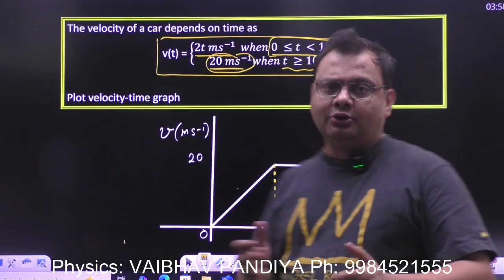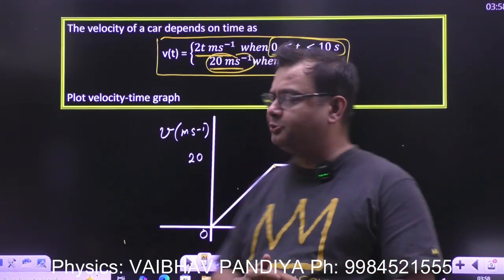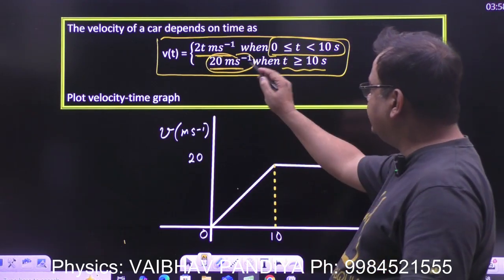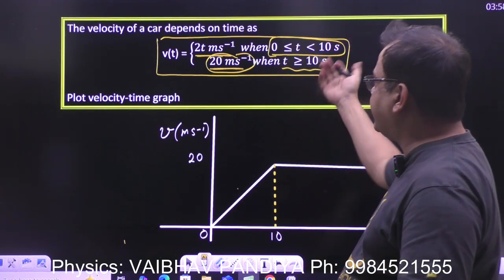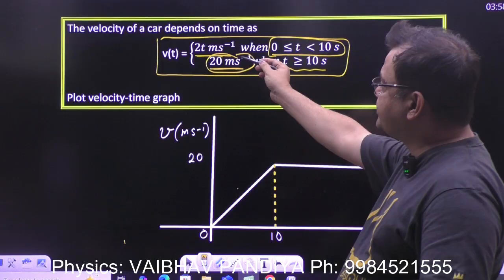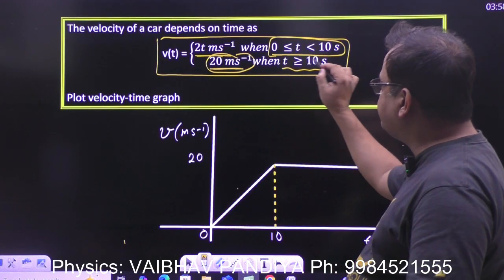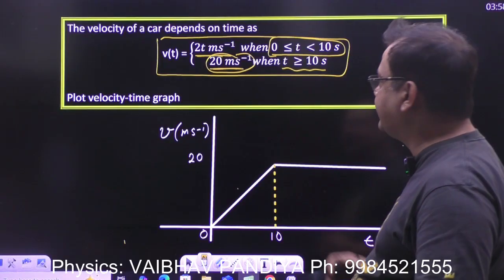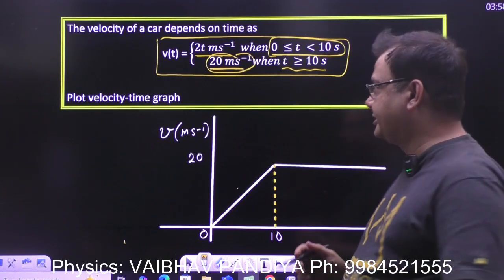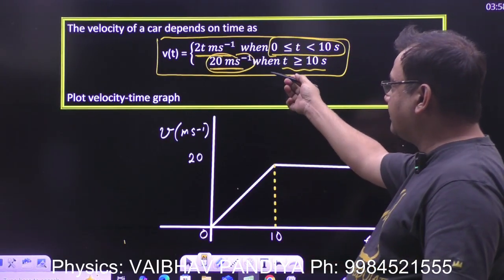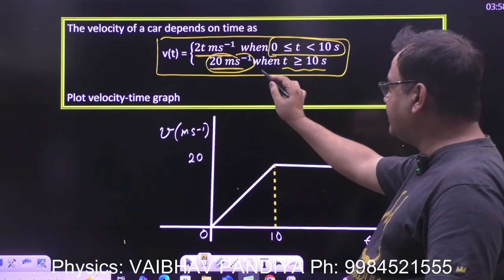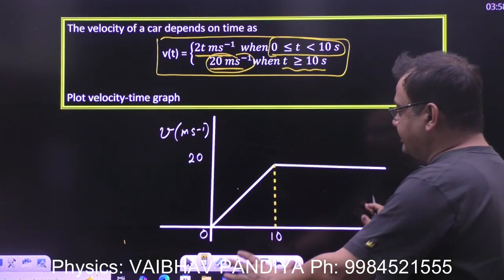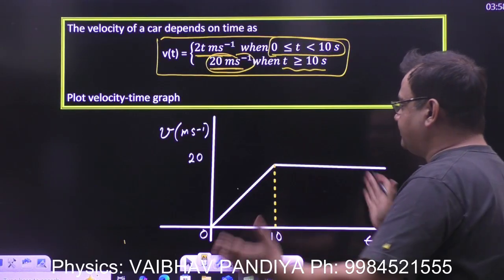Let's see a model of the description of a piecewise graph. Suppose in kinematics, we are given the variation of the velocity with time by two linear equations in different sets of time. Say the velocity is given as 2t when the value of t is between 0 and 10 seconds, and further when time exceeds 10 seconds, the velocity is 20 meters per second. You can see both are linear, and when we plot the velocity-time graph, we will get something like this.